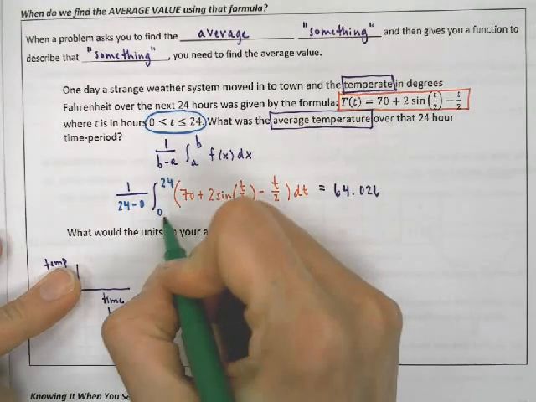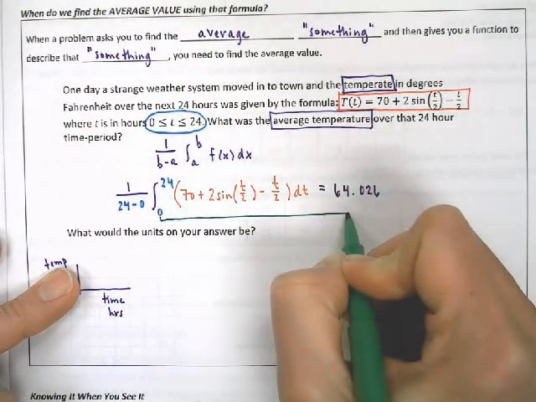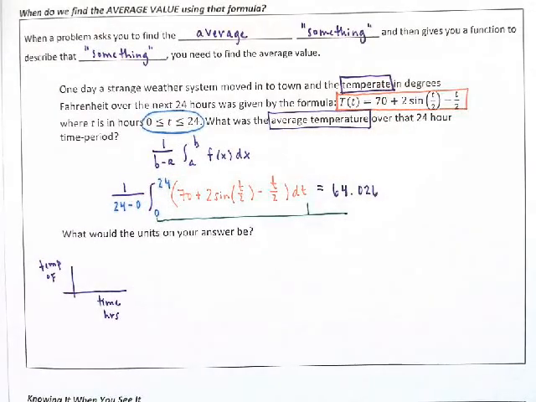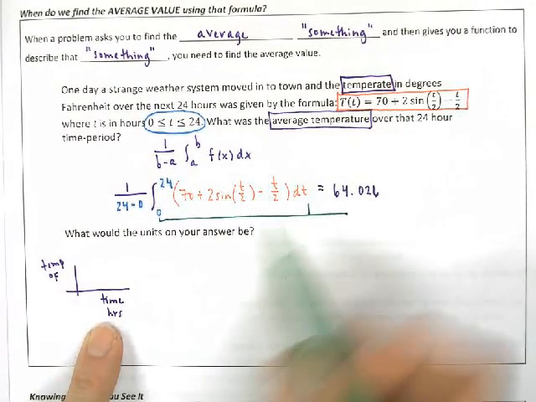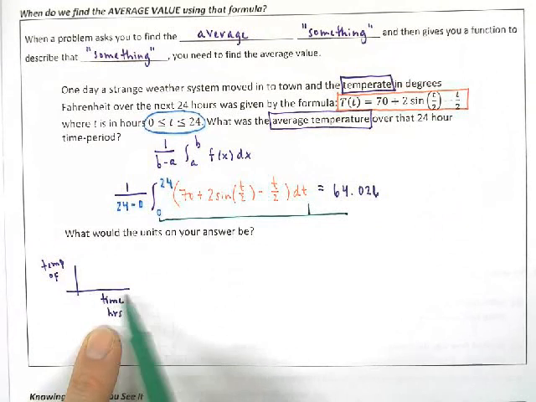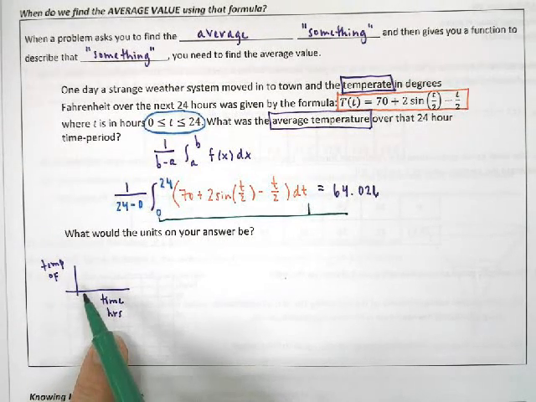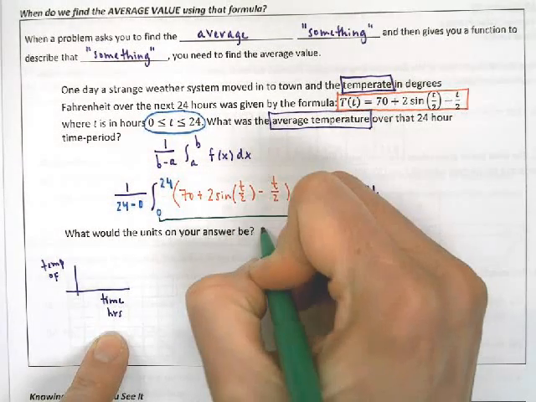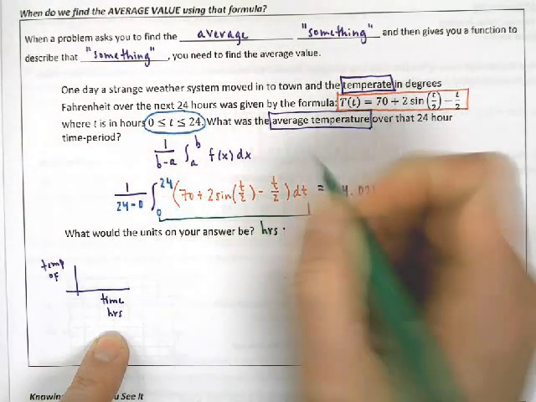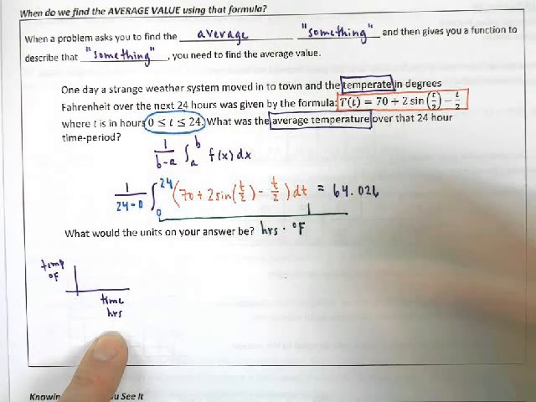When I'm integrating, so for this portion, for that portion there, when I'm integrating, I'm finding that area. So I'm multiplying my base times my height. So what I have here is really hours times degrees Fahrenheit.